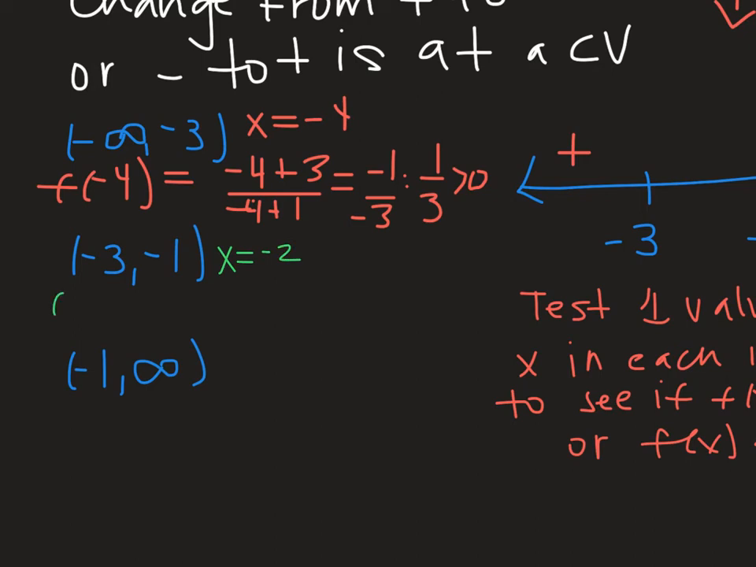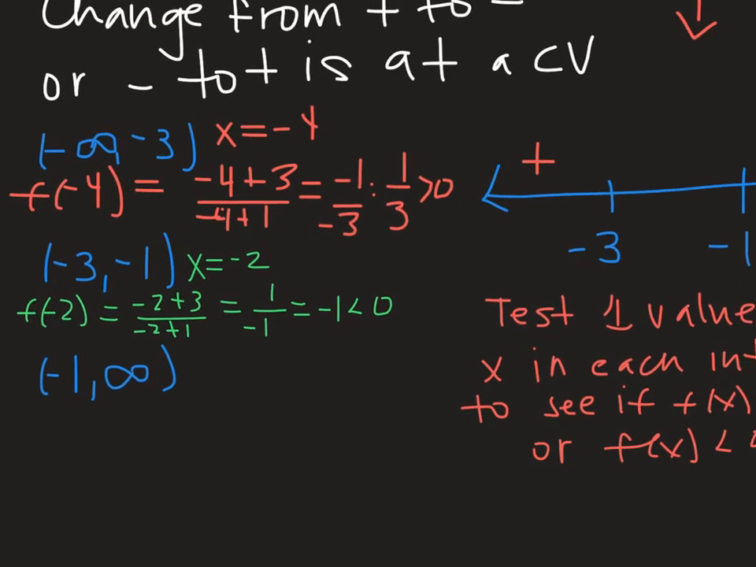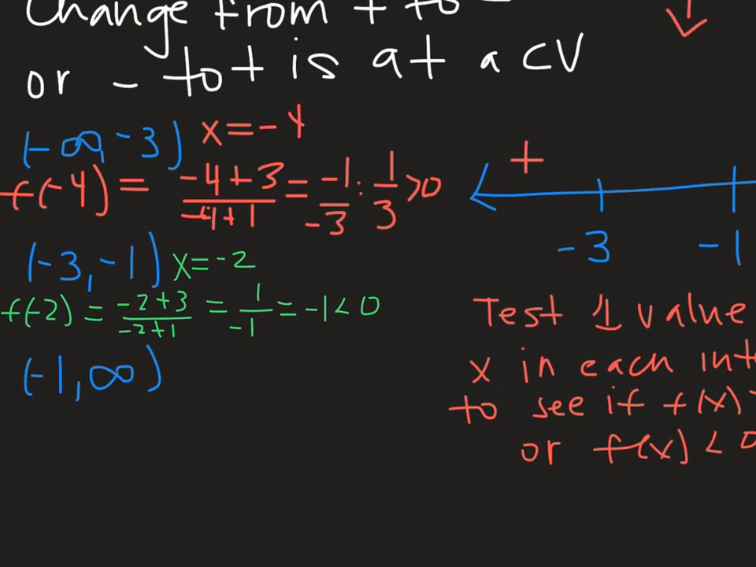So we're going to evaluate f of negative 2. Plugging that in, we get negative 2 plus 3 over negative 2 plus 1. And that gives us 1 over negative 1, which is negative 1. That's less than 0. So that tells us in this interval from negative 3 to negative 1, the graph is going to be below the x-axis. Function values are negative.